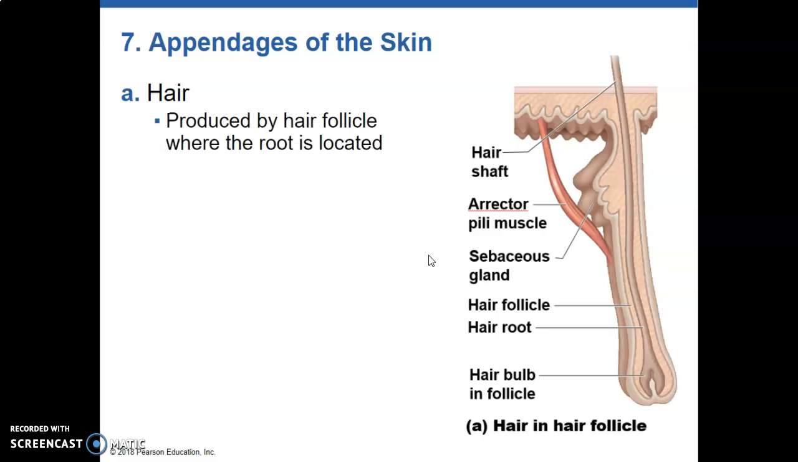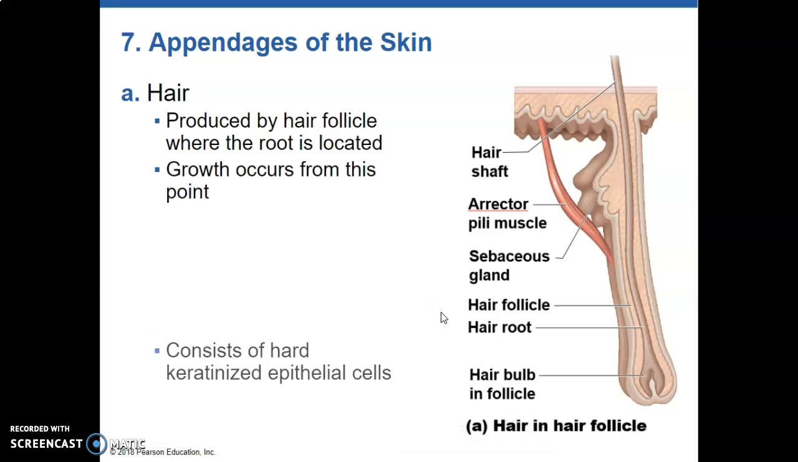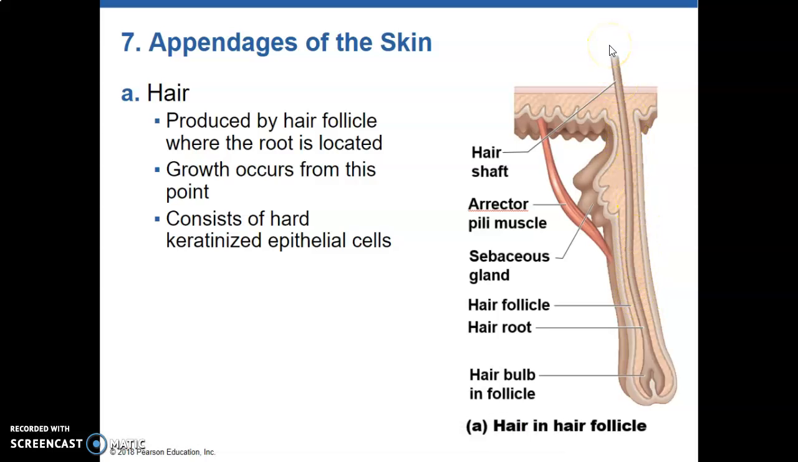A couple things. Hair is produced by the hair follicle, and that's where the root is located. So again, this is the follicle, this is the root that's down here. Growth does occur from that point at the follicle, and what that means is this is the newest hair right down here, and it gets older and older and older the farther away you get from the follicle.